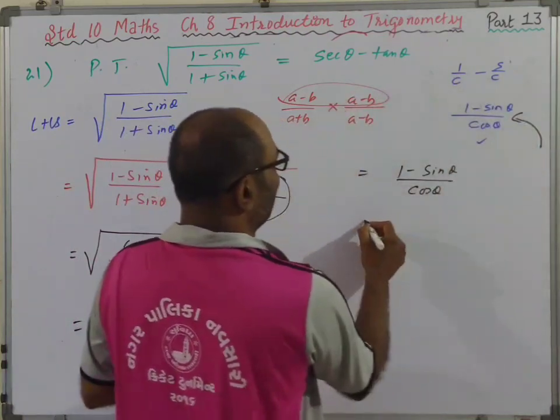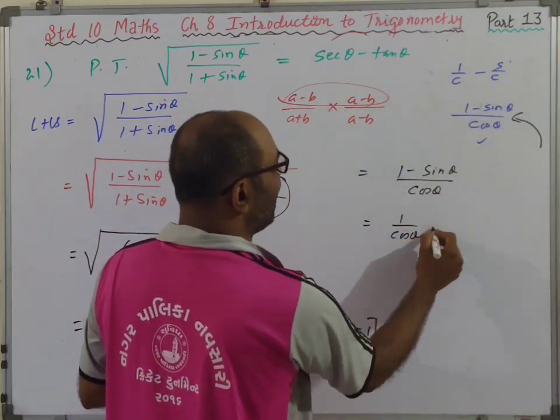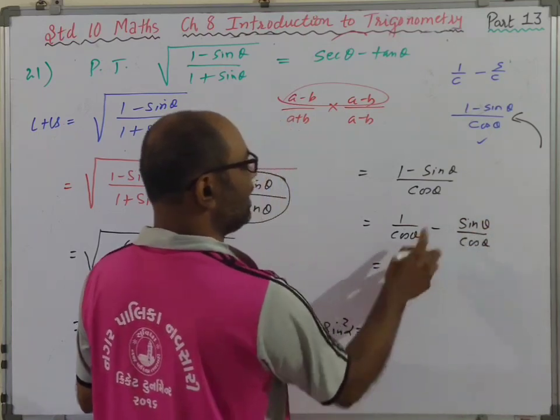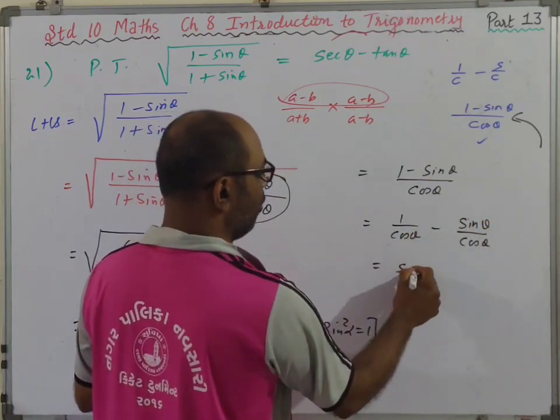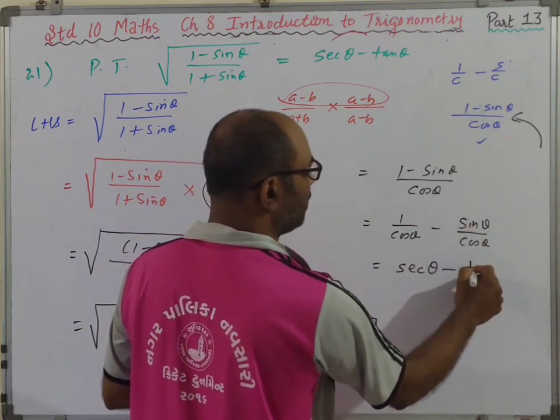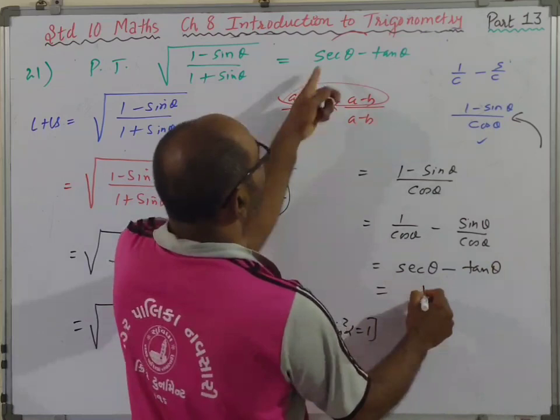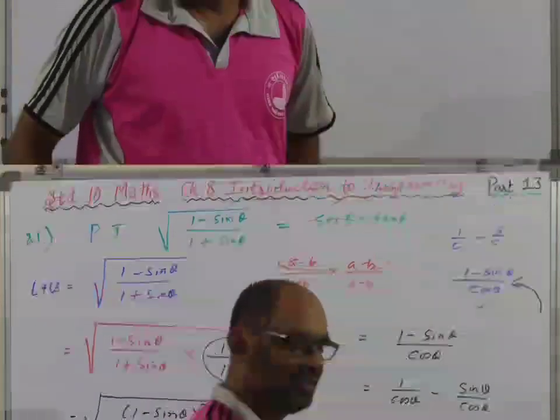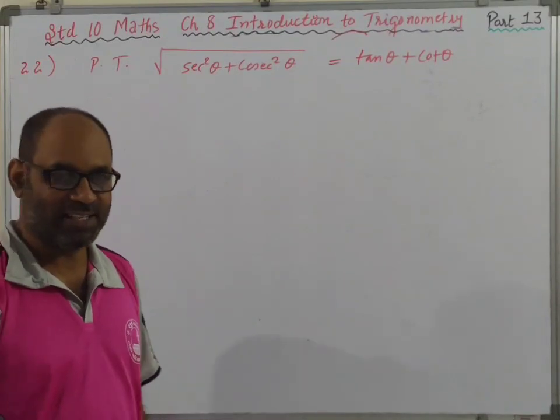Yes, you have to split it. 1 upon cos theta minus sine theta upon cos theta. Yes, interrelationship. 1 upon cos theta is sec theta, minus sin upon cos is tan theta. And that is our RHS. Proved. I hope you have understood. Alright, moving on to the next one.